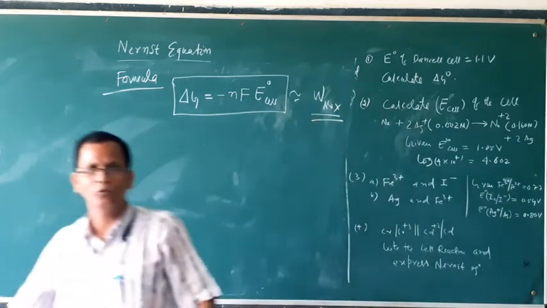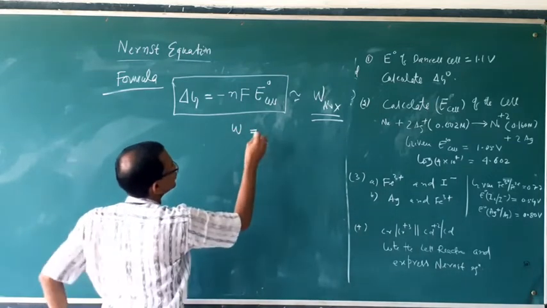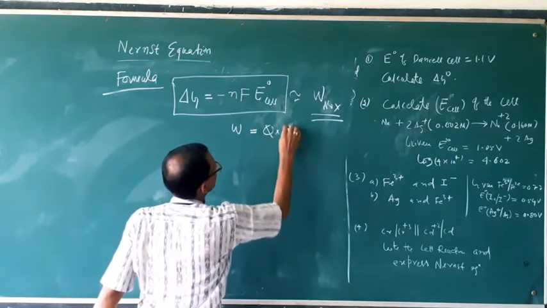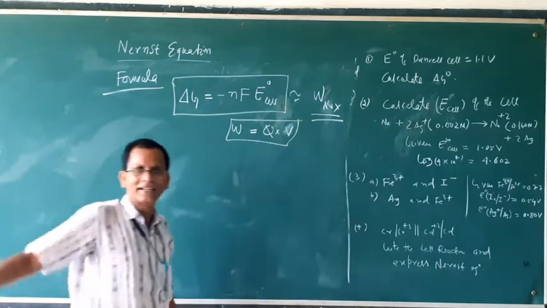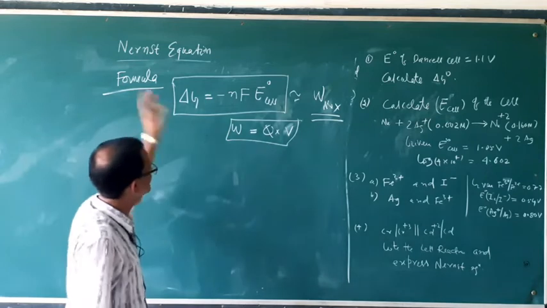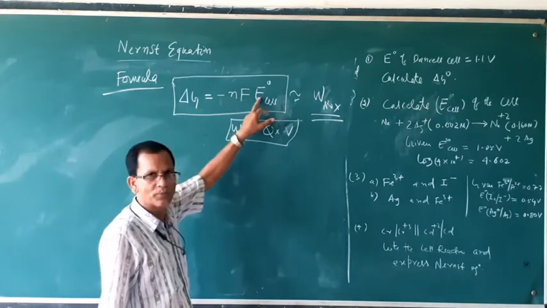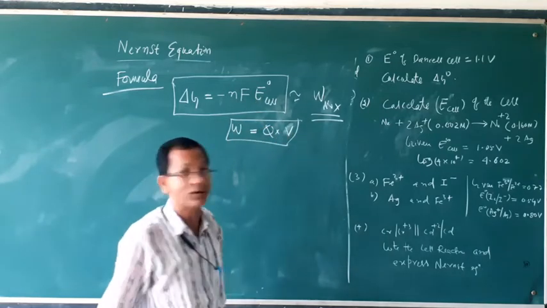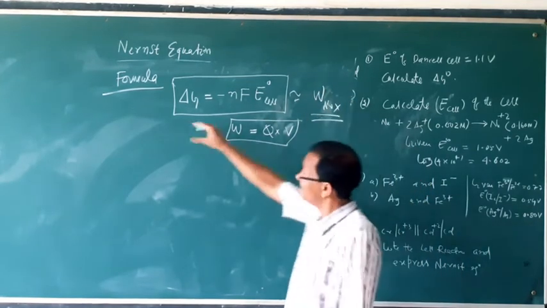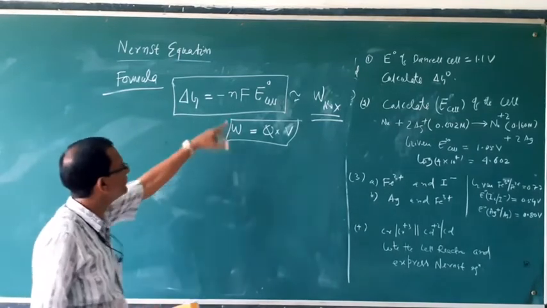This is equivalent to W because electrical work done is equal to charge into potential V. Here charge is nF, the Faraday is a charge in coulomb, and E naught is the potential. So Q into V is the electrical work done. How much maximum work is done by the cell will be calculated from the delta G value. Delta G is minus nFE naught cell.